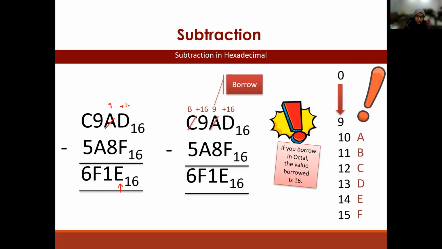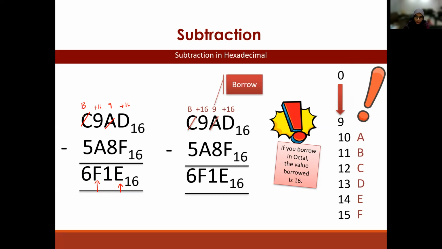So 9 is bigger than 8. So you don't have to borrow. 9 minus 8 equal to 1. Okay. 9 is smaller than A. You cannot do direct subtraction. So you need to borrow from C here. This is equal to B. So now we add 16 here. So 16 plus 9 equal to 25. Okay. 25 minus A. 25 minus A means 25 minus 10. So 15. 15 is still within range because the range for hexadecimal is from 0 to 15. Okay. So 15 is equal to F. So that's why we have F here.